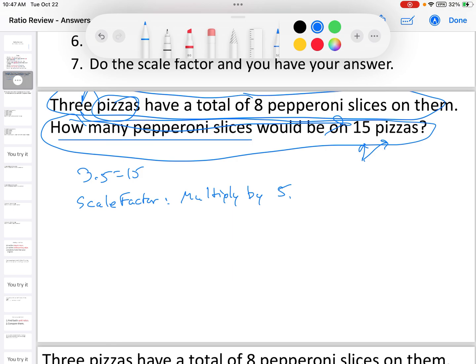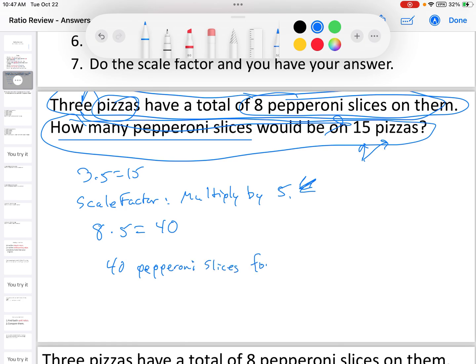Okay, then we'll look at the question. How many pepperoni slices? We look up here, it says 8 pepperoni slices. Since we're going to be multiplying by 5, to get our answer, we'll do 8 times 5. 8 times 5 is 40, and our answer is 40 pepperoni slices for 15 pizzas.